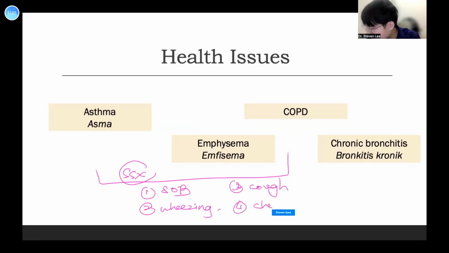And sometimes they can have chest tightness. Maksudnya, they feel that their chest is very ketat. It's not like chest pain, but they feel very ketat. People who have asthma will know what I'm talking about. So these are the common symptoms. Asthma, COPD, mereka punya symptoms sama. But how do we normally differentiate them?